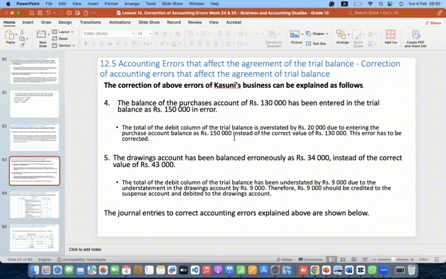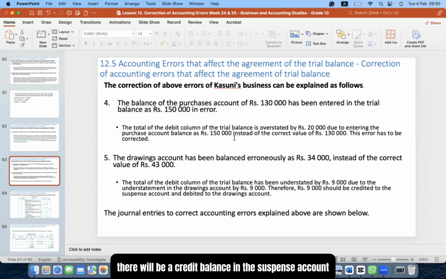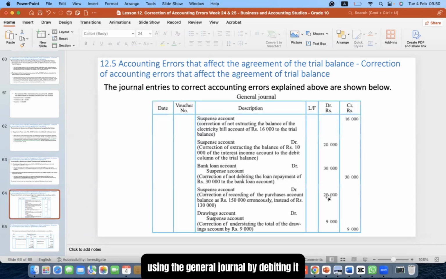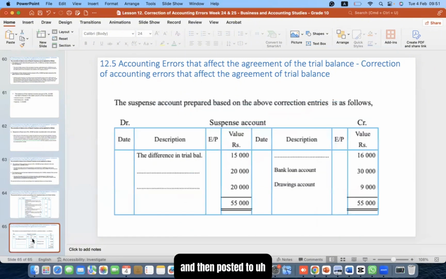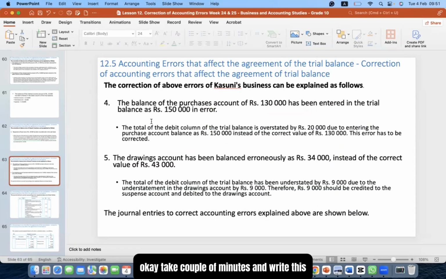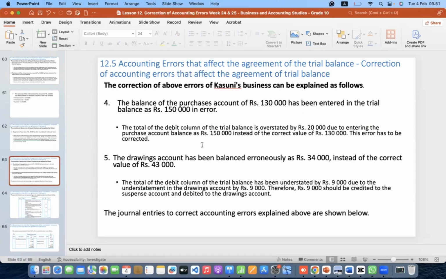There will be a credit balance in the suspense account. So that balance in the suspense account is reversed using the general journal by debiting it, and then posted as a debit of 20,000. Okay, take a couple of minutes and write this.